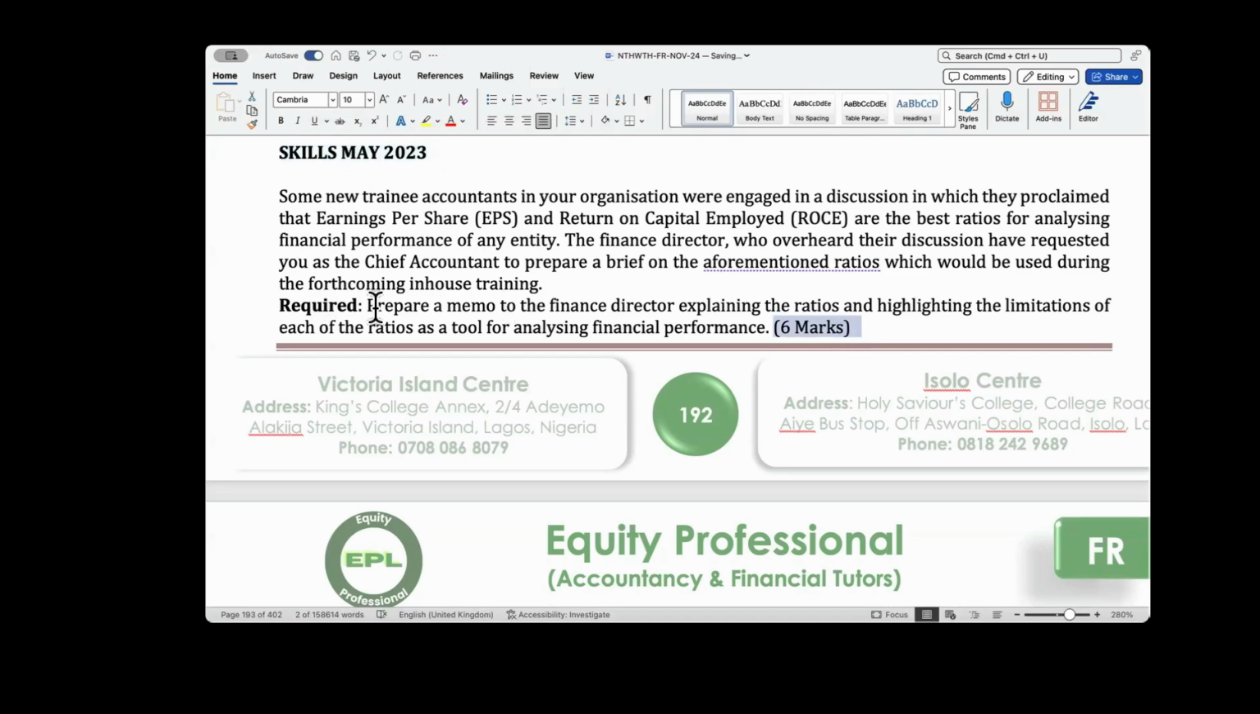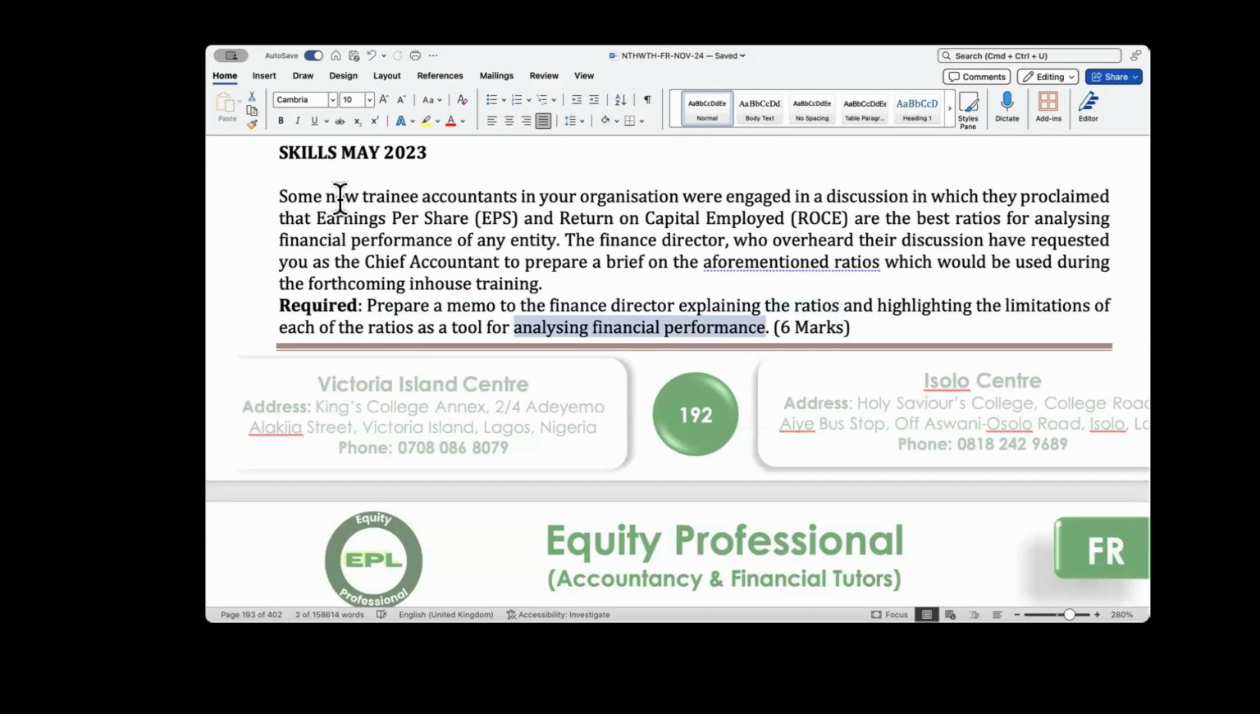So what they ask us to do is that you should prepare a memo to the FD explaining the ratios and highlighting the limitations of each of the ratios as a tool for analyzing financial performance. 6 marks, just 6 marks for that. For those that wrote that diet, you didn't really ask much on ratio that diet. So this is the question.